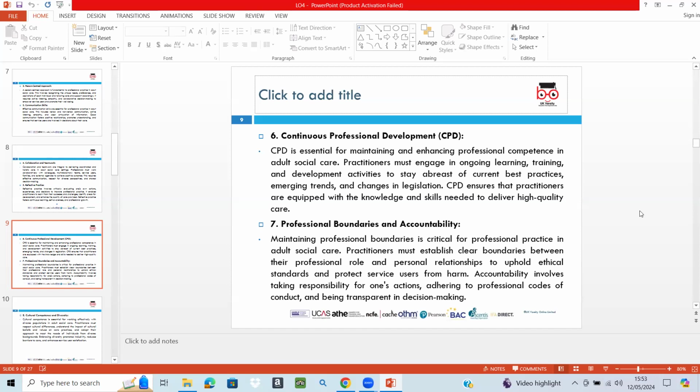is maintained. In addition, the support worker practices accountability by documenting all interactions accurately, following care plans, and promptly reporting any concerns or incidents to the appropriate authorities. This accountability demonstrates a commitment to transparency, responsibility, and ethical practice in adult social care.